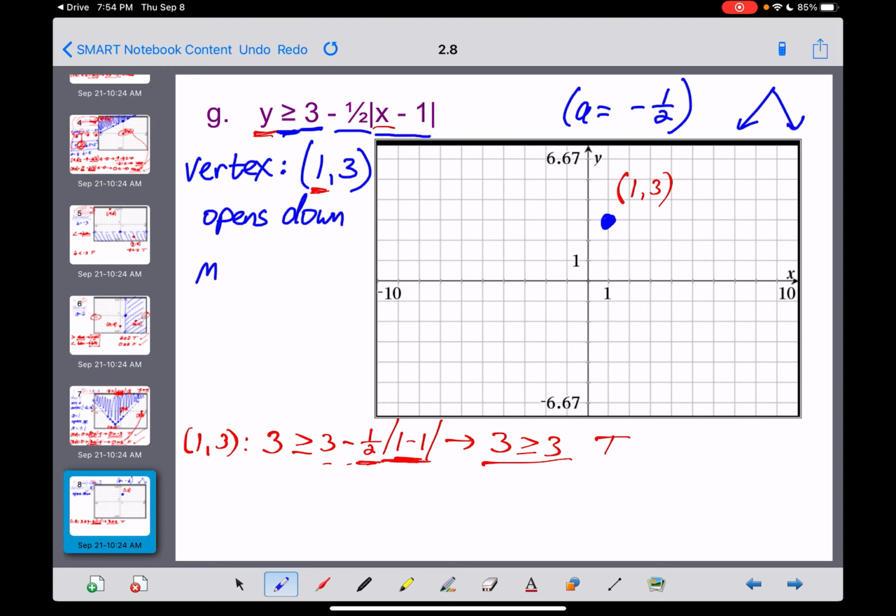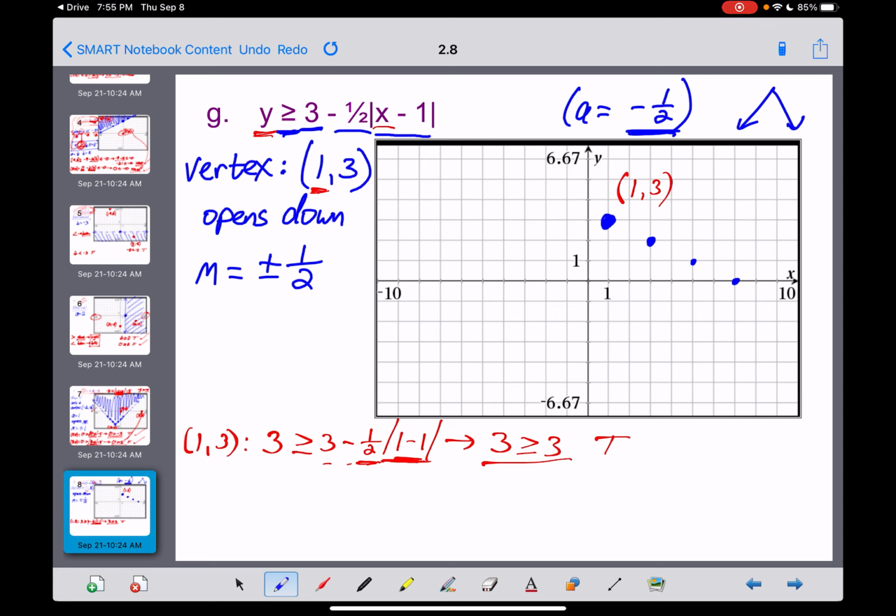The last thing we need to consider, though: what are the slopes of the two rays? The slopes of your rays are always the positive and negative a values, which we just said was 1/2. So plus and minus 1/2, those are the slopes of our rays. Let me do the negative slope first. Down 1 and right 2 from the vertex gets me right here. Solid dot for the same reason as the last one. Down 1, right 2, down 1, right 2, and that's pretty good.